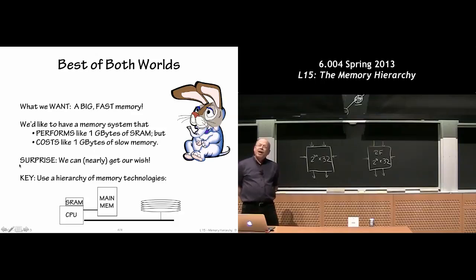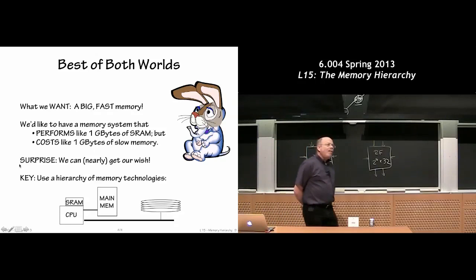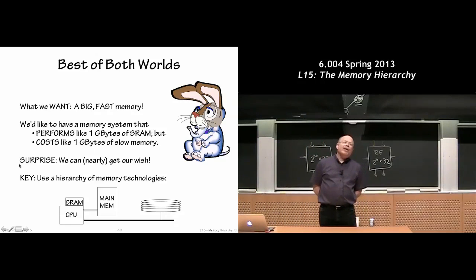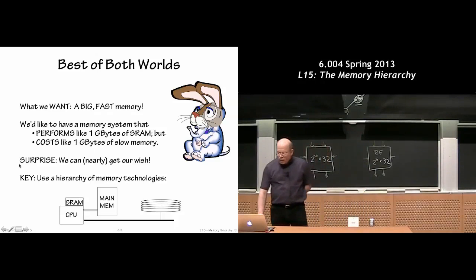And we can almost get our wish, surprisingly enough. What we're going to do is spend some time working on the technology that will make our wish come true. And as you can imagine, the scheme we're going to use is a hybrid, which is a combination of small but very fast memories and large but very slow memories.